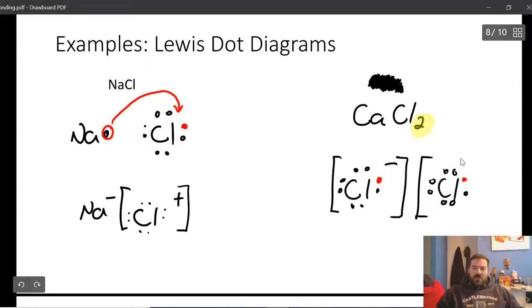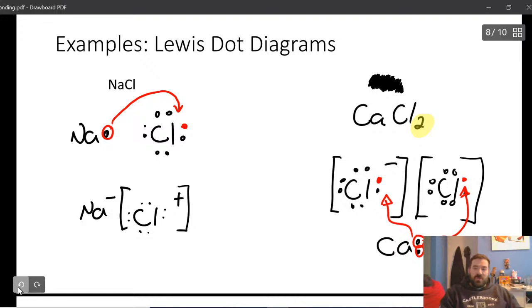And where did it get those 2? Well, it got those 2 from calcium, because calcium normally has 2 valence electrons. And so it has 2 to give away. So it's going to give 1 away to that chlorine, and it's going to give 1 away to that chlorine.